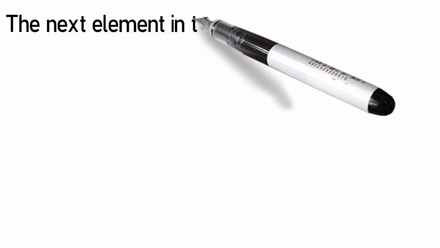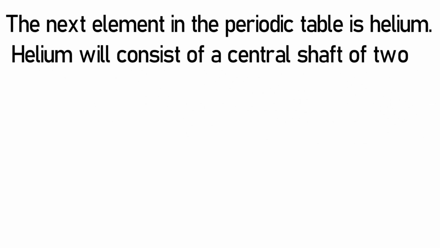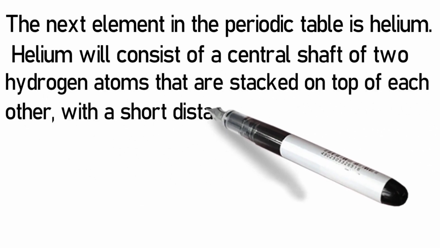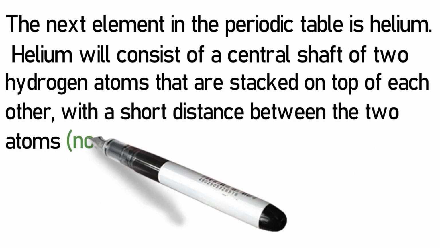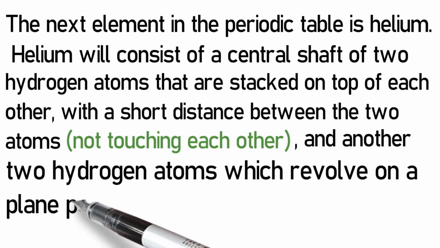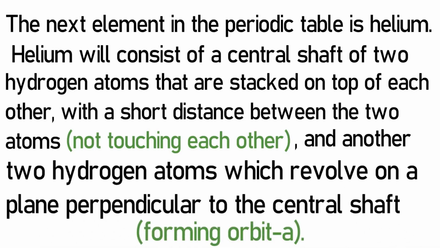The next element in the periodic table is helium. Helium will consist of a central shaft of two hydrogen atoms that are stacked on top of each other with a short distance between the two atoms, not touching each other, and another two hydrogen atoms which revolve on a plane perpendicular to the central shaft, forming orbit A.